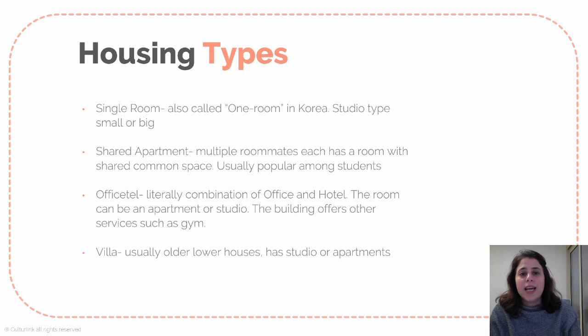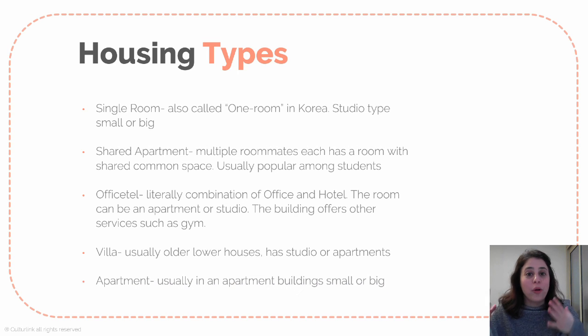We have a villa type, which is usually lower, older houses. And inside, again, you can either have a studio room or a room similar to an apartment. And finally, we have the apartments. Usually they are the tall buildings that you see. And in the apartment, you can find rooms which are 2 rooms or 3 rooms. So in that case, you will have your bedroom separated from the kitchen and the living room, etc. So those are the types of housing that we have in Korea, and that's what you can choose from.